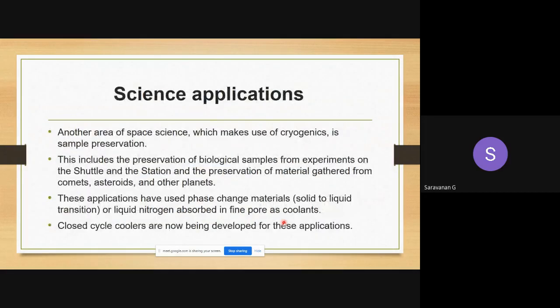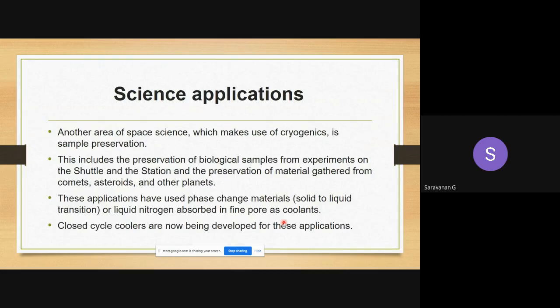Another area of space science is cryogenics for sample preservation. We are supposed to preserve materials and samples. For example, if you are using biological samples in the space shuttle, or materials gathered from comets, asteroids, and other planets, we have to preserve the material. That sample has to be preserved.